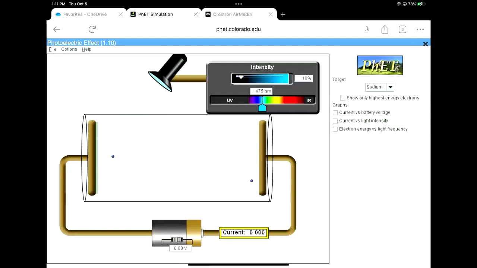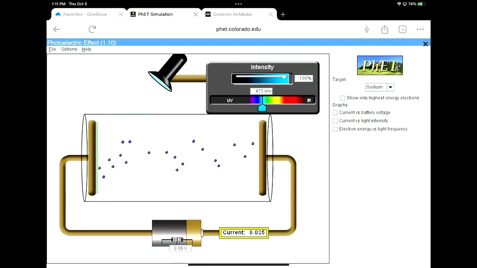Are electrons still being ejected at this low intensity? Yes. But what about at this high intensity? What's the difference between those two things? Just more or less. Intensity is just related to how many photons per second are hitting the surface of that metal, because remember, only one photon can eject one electron, and that's it.